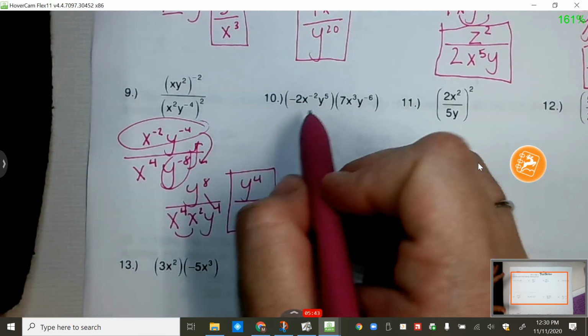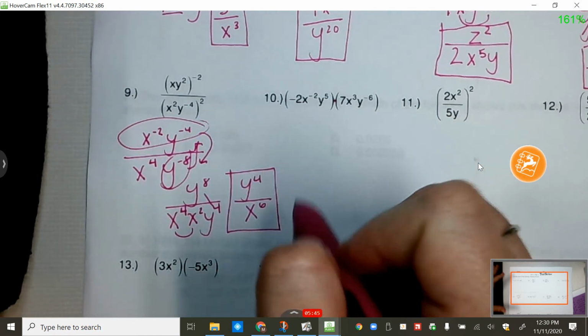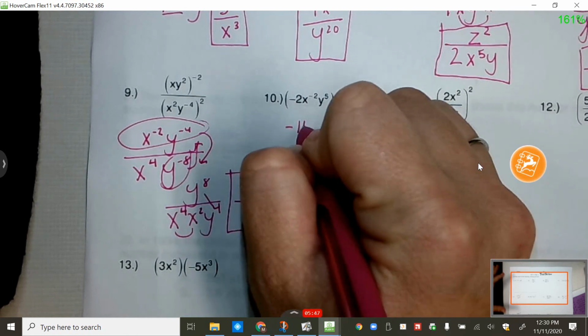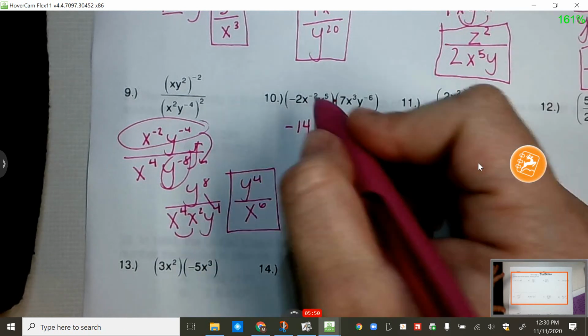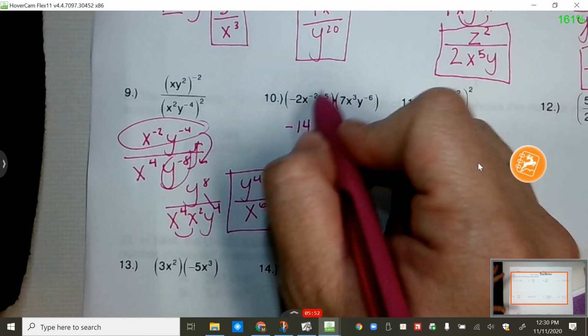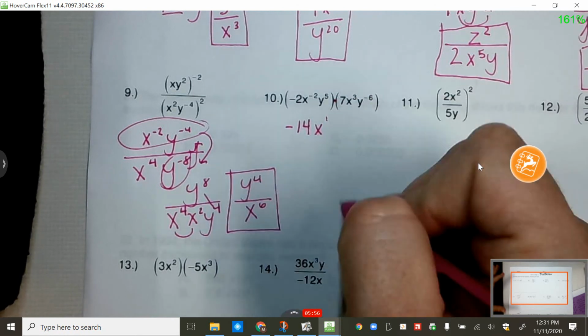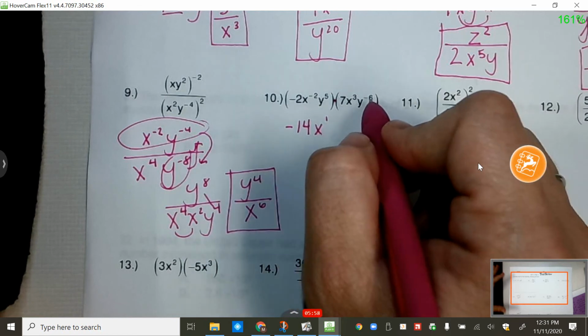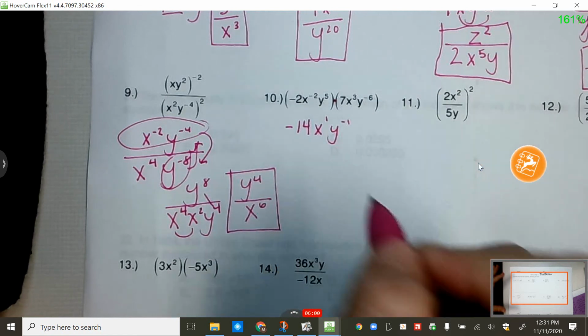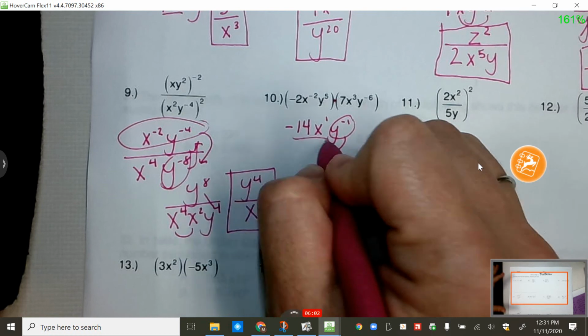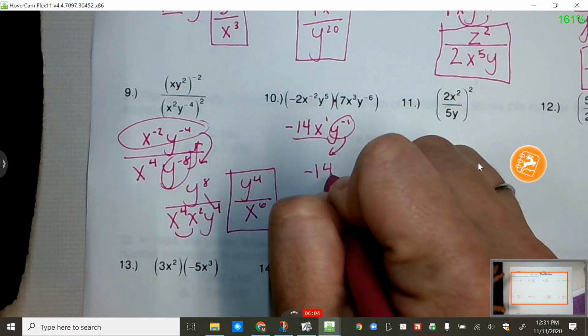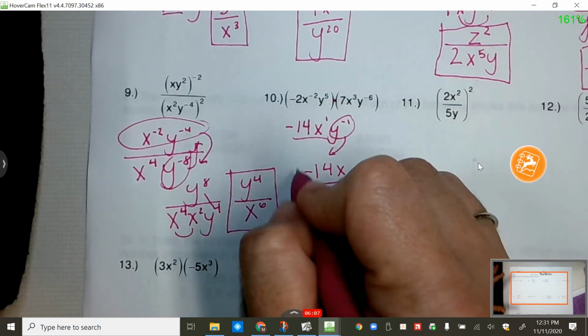Okay, remember we treat this as just multiplying, so we treat the numbers like normal. Negative 2 times 7 is negative 14. I have x with negative 2, and remember when we multiply we add the exponents, so negative 2 plus 3 is just 1. And then 5 plus negative 6 is y to the negative 1. So that means I need to move it down, and I get negative 14x over y.